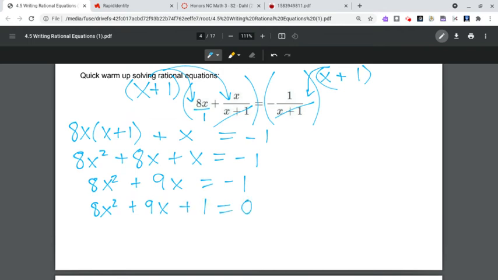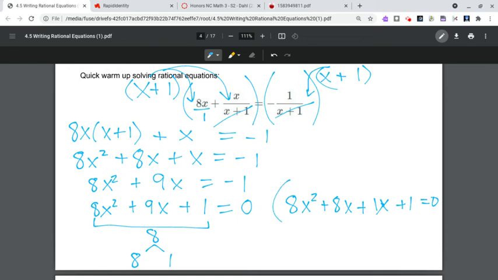Factor in order to find the solutions. 8 times 1 is 8. Two numbers that multiply to give you 8, add to give you 9 are 8 and 1. Make a 4-termed polynomial. 8x squared plus 8x plus 1x plus 1 equals 0.